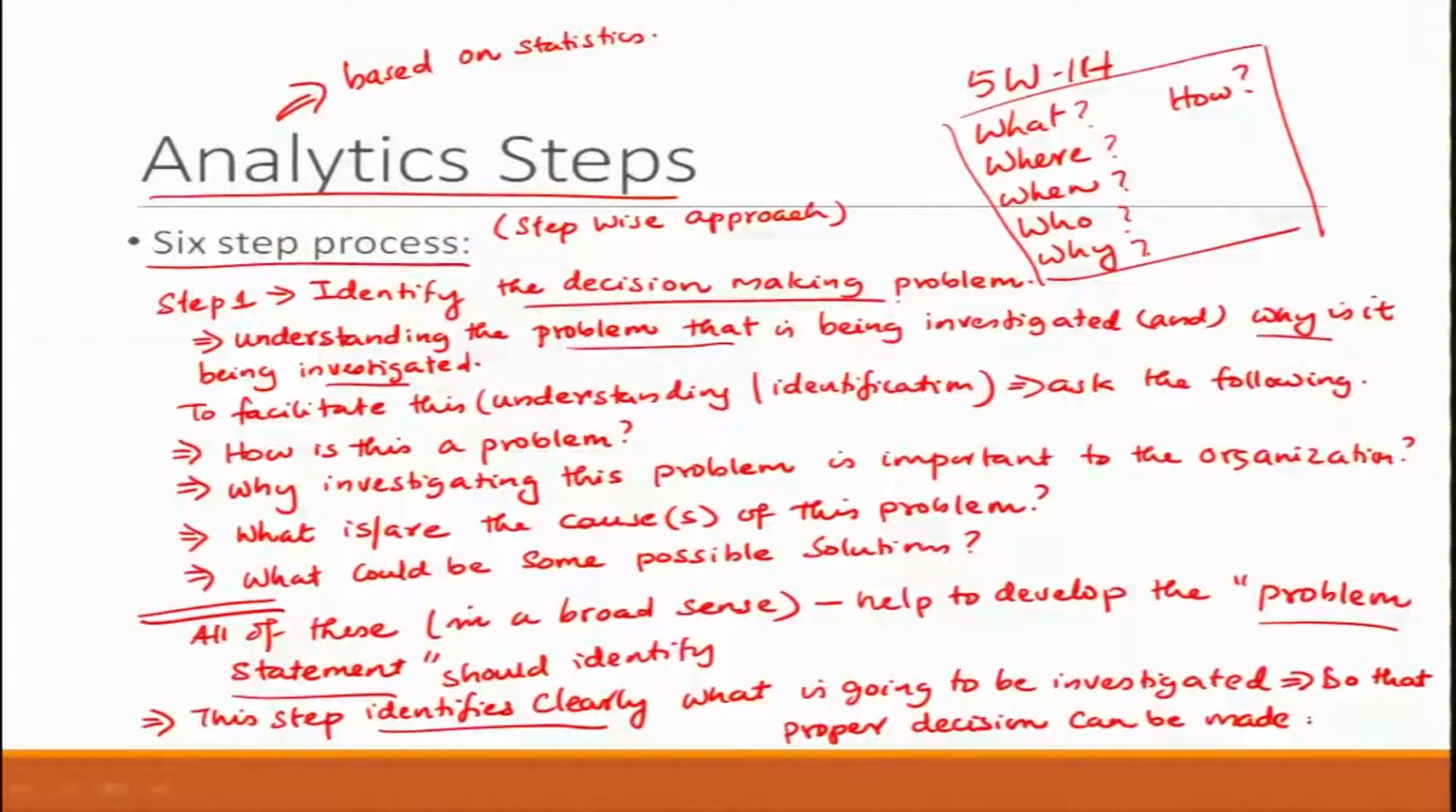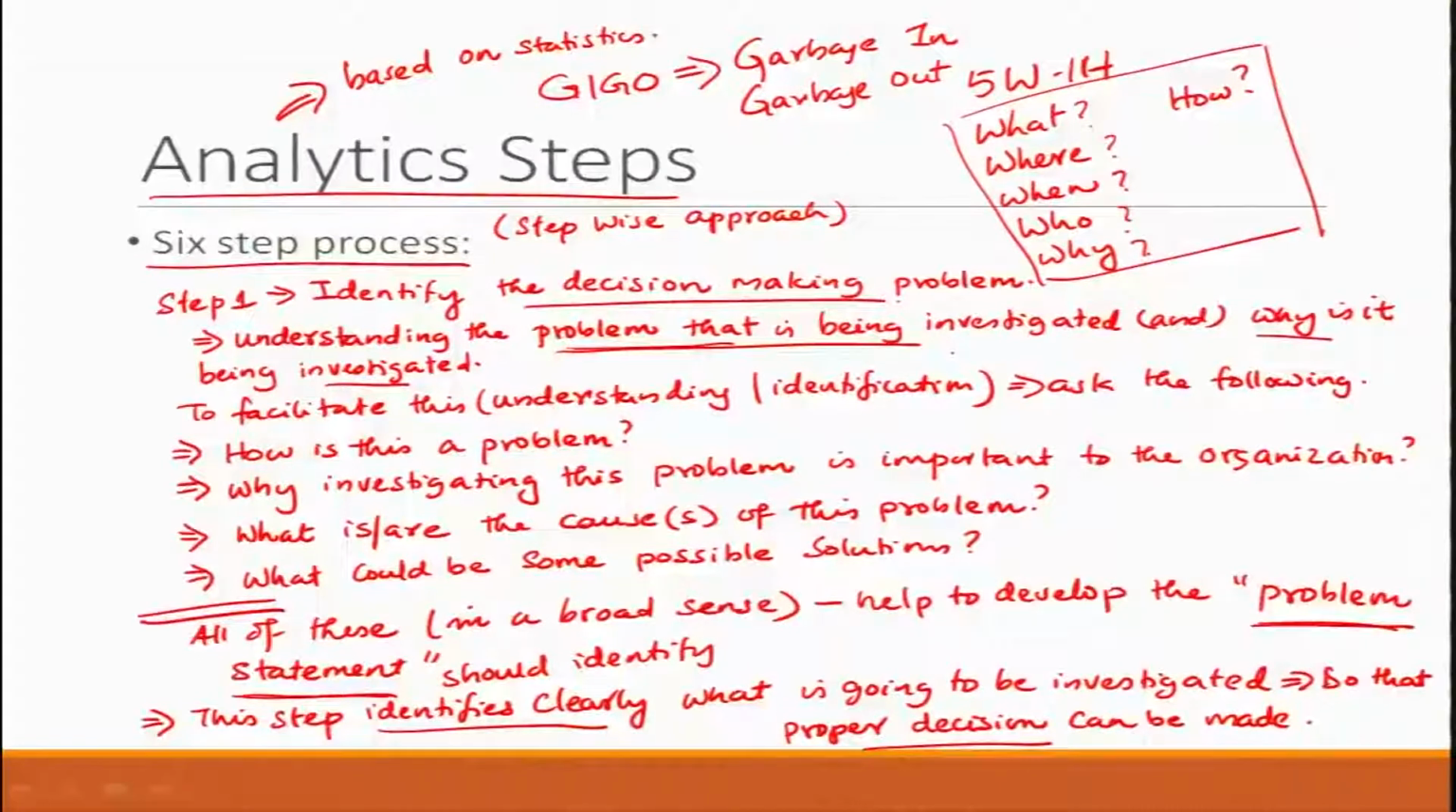So this is where the most famous phrase called GIGO comes into the picture, which means garbage in, garbage out. If you have a clear problem statement, if you have been able to identify the problem properly, then proper decisions can also be made. So the first step's aim is to identify the decision making problem, to understand what problem is being investigated and why. And then there are a set of questions that help us develop the problem statement, and once you have it clearly defined, proper decisions can be made.